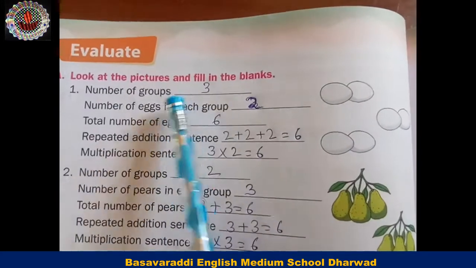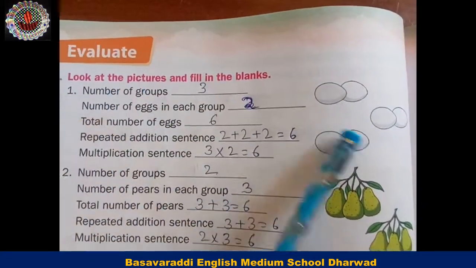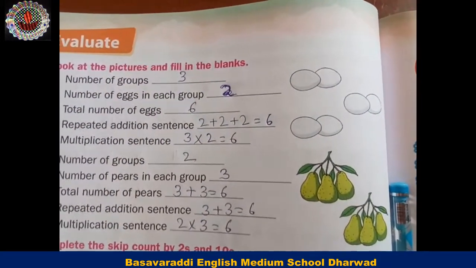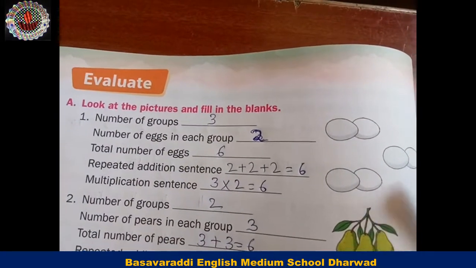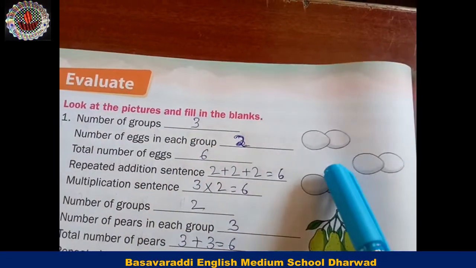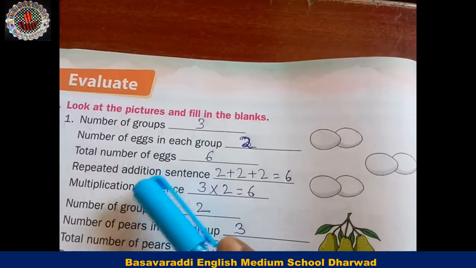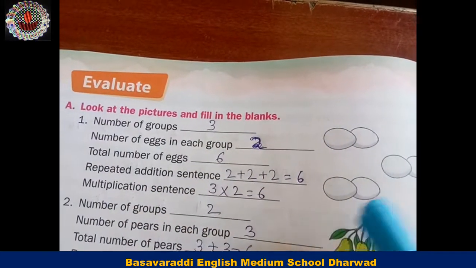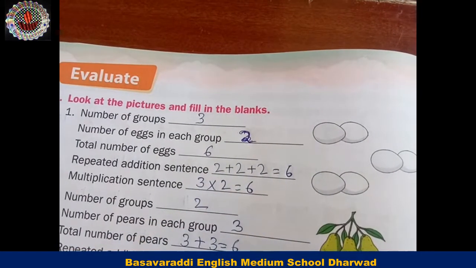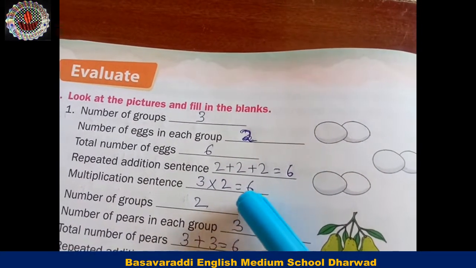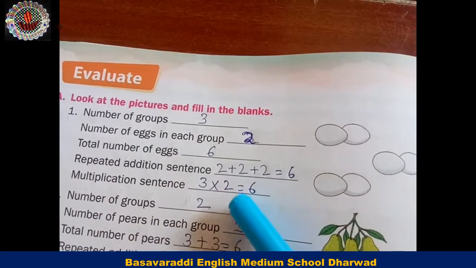Evaluate. Look at the picture and fill in the blanks. How many groups are there? There are 3 groups and each has 2 x's: 1, 2, 1, 2, 1, 2. Number of groups is 3. Number of x's in each group is 2. Total number of x's: 1, 2, 3, 4, 5, 6. Repeated addition sentence: 2 plus 2 plus 2 is equal to 6. Multiplication sentence: 3 times 2 is equal to 6.